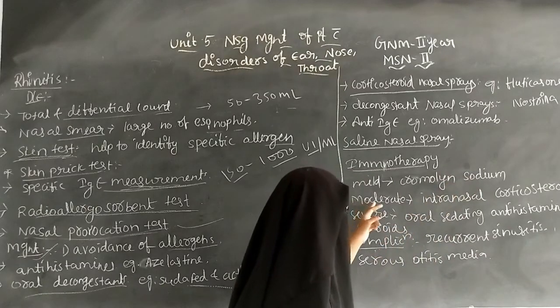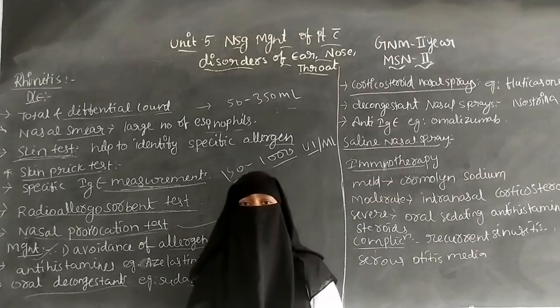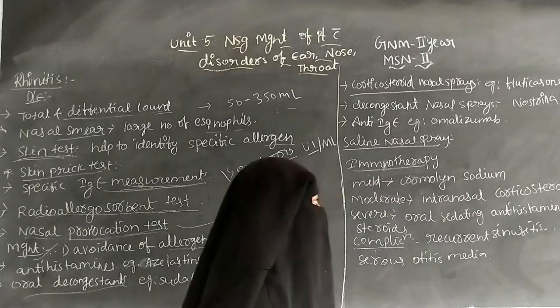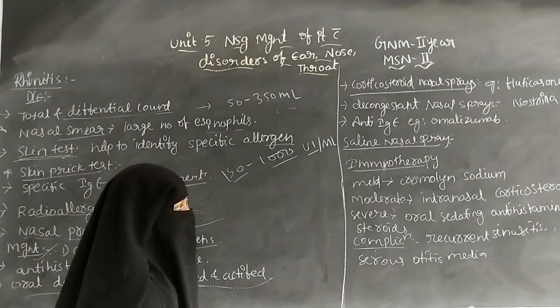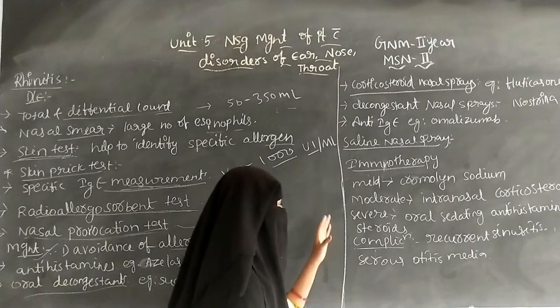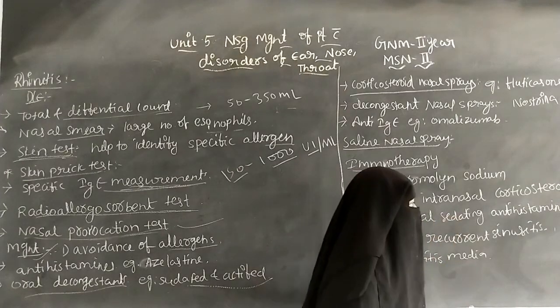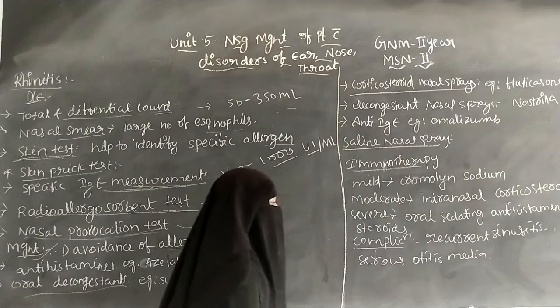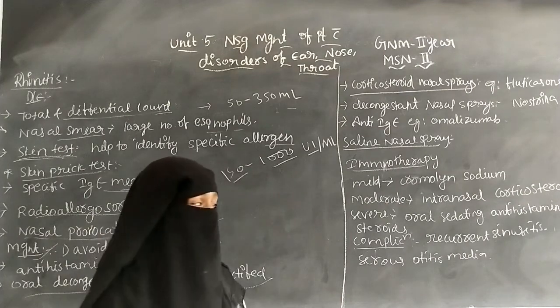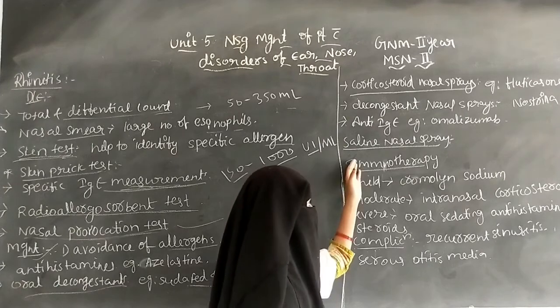And for a moderate level of rhinitis, intranasal corticosteroids can be used. So for moderate rhinitis, intranasal corticosteroid immunotherapy can be used. So if the patient has severe rhinitis, oral sedating antihistamines and intranasal steroids. So these two in combination can be used for the severe rhinitis.